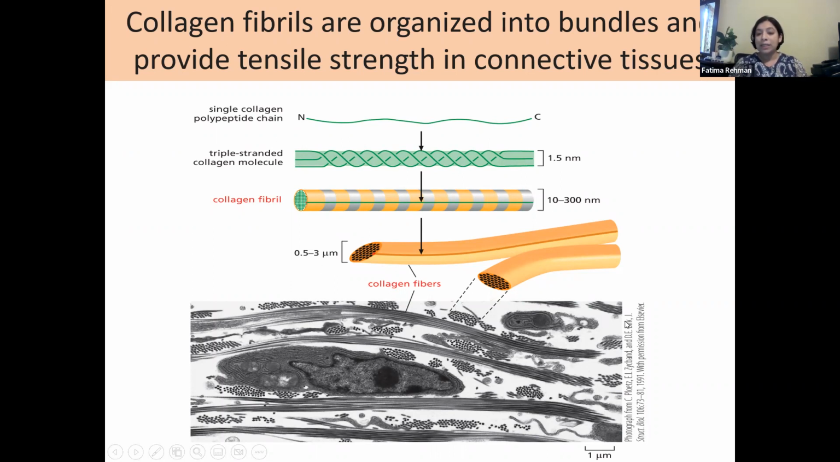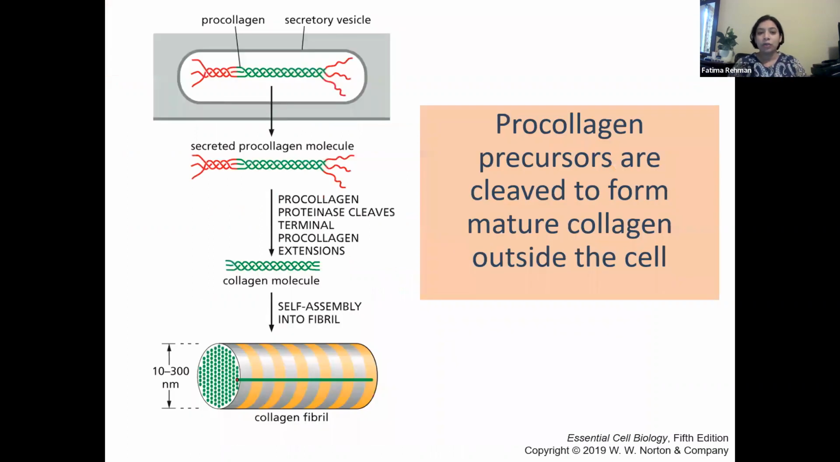And all this empty space is not empty. It has a lot of attachment proteins present that are going to help the cells maintain their structure and be combined within that tissue system.